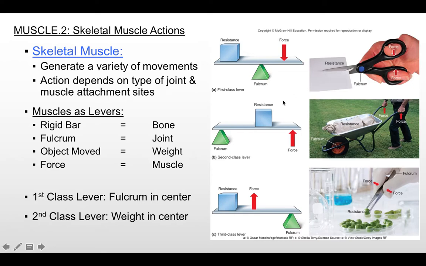A second class lever has the weight in the middle with the fulcrum and force on either side. This is much like a wheelbarrow. The entire system moves around this wheel, but the weight is in the middle and the force is on the other side. A third class lever has the force in the center, so this would be your pair of tweezers. They're connected at one end, you're providing the force in the center, and you're doing the work at the other end.